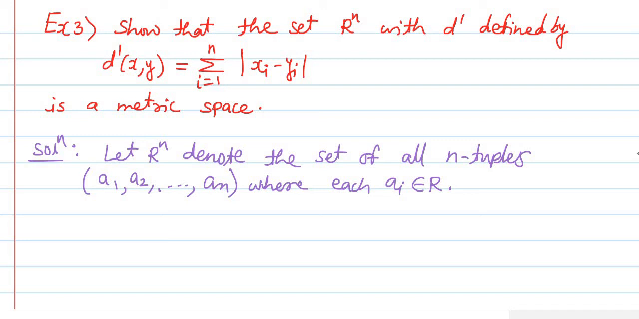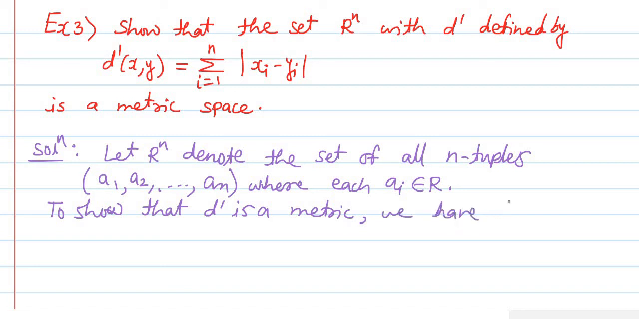Now we'll check the triangle inequality. Okay, so to show that d dash is a metric, we have to check the triangle inequality.